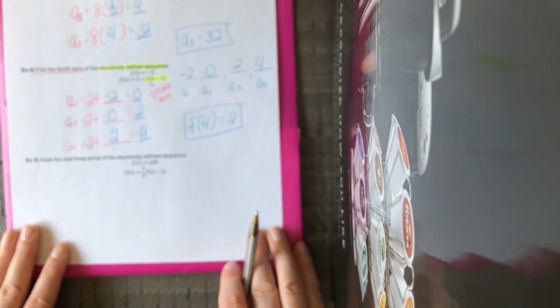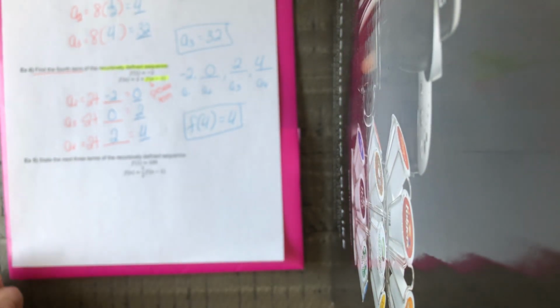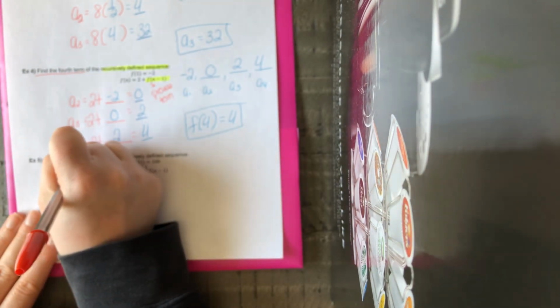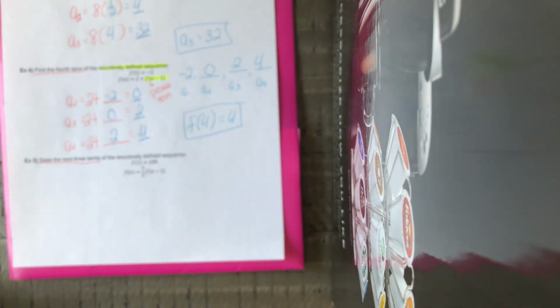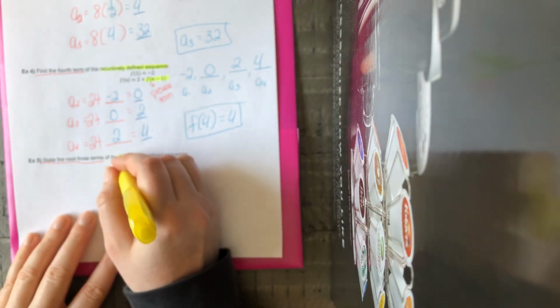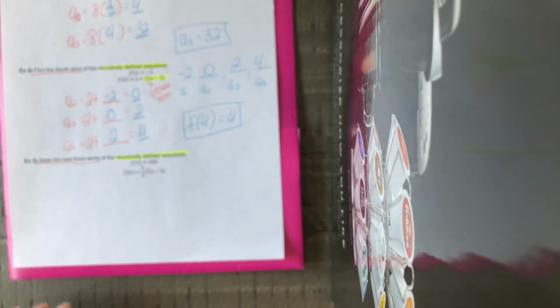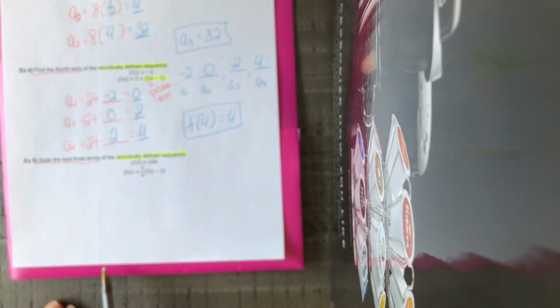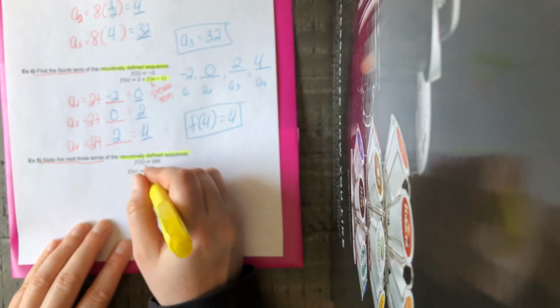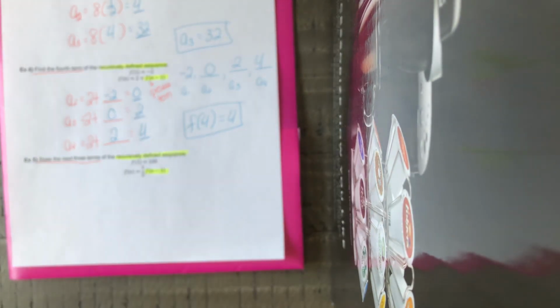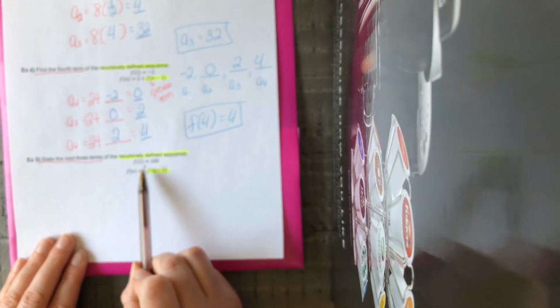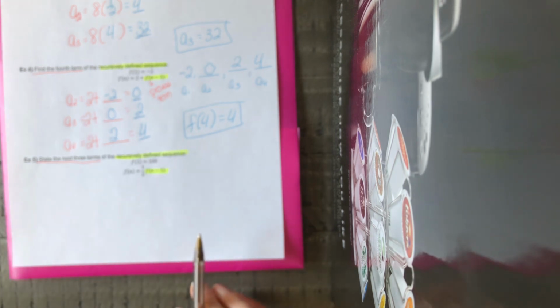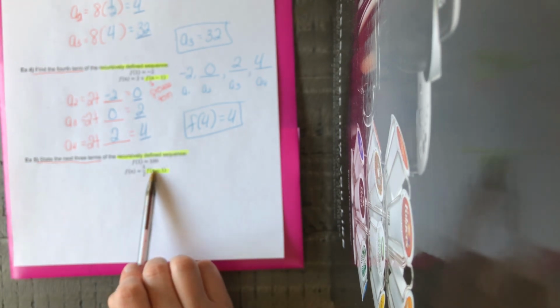And then last but not least, number 5, it says state the next 3 terms. So I have to list all 3 terms in order to answer this question. And again, it's a recursively defined sequence. So again, that's a hint that I'm going to use my last answer to solve. So again, I'm going to look for that n minus 1. I see it right here. I don't see plus or minus. I don't see any symbol, so I know that this is multiplication.